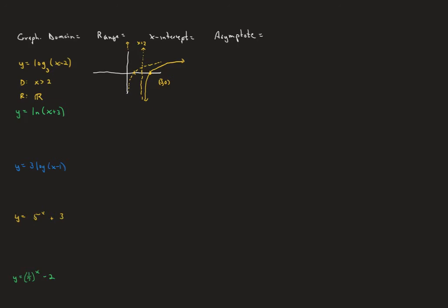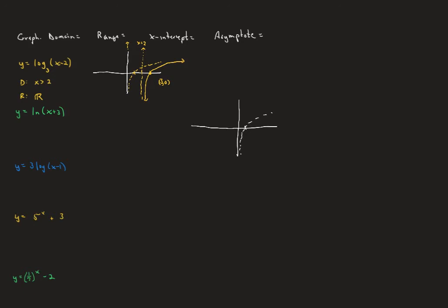Let's look at the next one. We have now the natural log of x plus 2. I'm going to come over here a little bit. And again, our basic parent function is this standard logarithm graph, and the natural log doesn't really look a whole lot different unless we're going to plot a whole bunch of points.